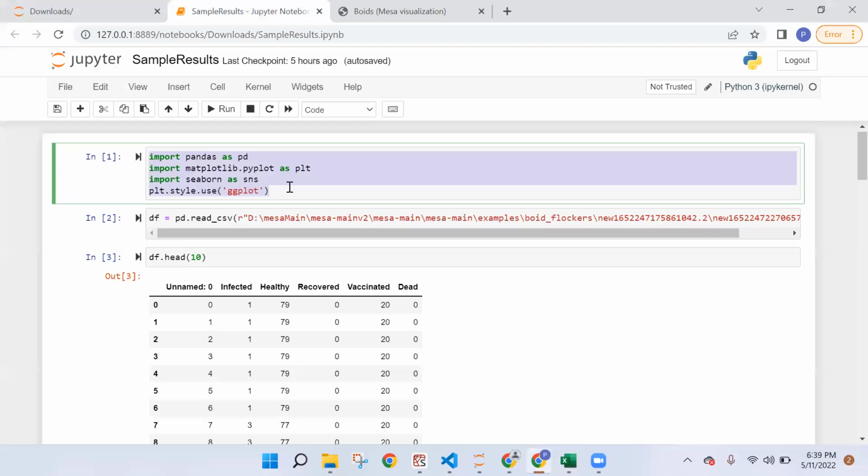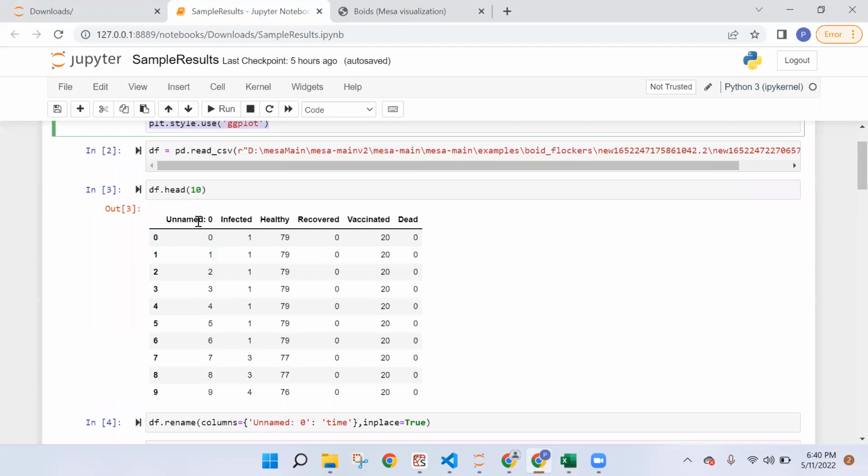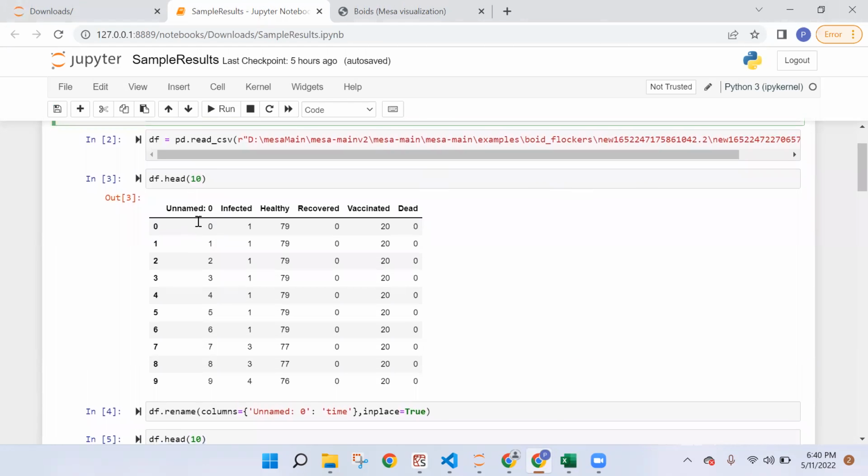After that, I'm going to read that specific file into a data frame, and I am printing the first 10 lines of the data frame. You can see here the unnamed column. The unnamed column is actually the step count at each level, so I'm going to rename it to step in order to avoid confusion.